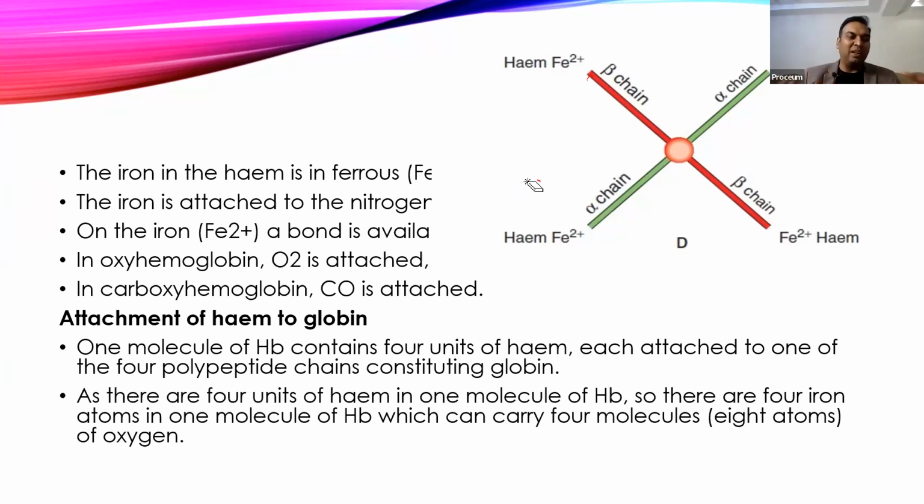And because of this typical nature, hemoglobin forms a very good carrier of the oxygen. So जहाँ पे oxygen ज़्यादा है, वहाँ से ज़्यादा oxygen ले लेता है, और जहाँ पे oxygen कम है, वहाँ पे ज़्यादा oxygen deliver कर देता है.